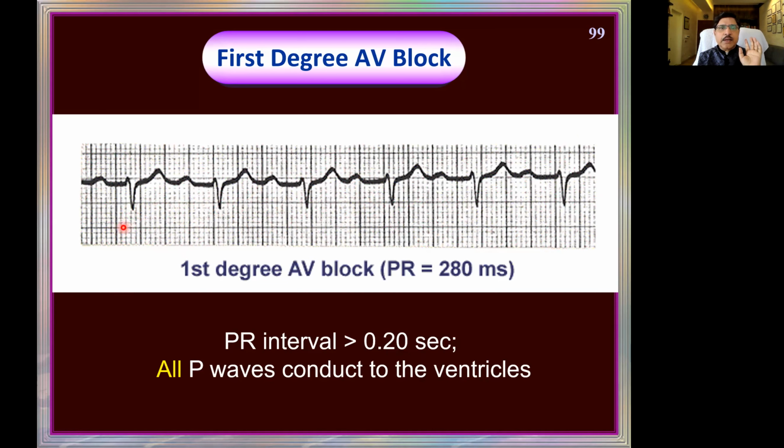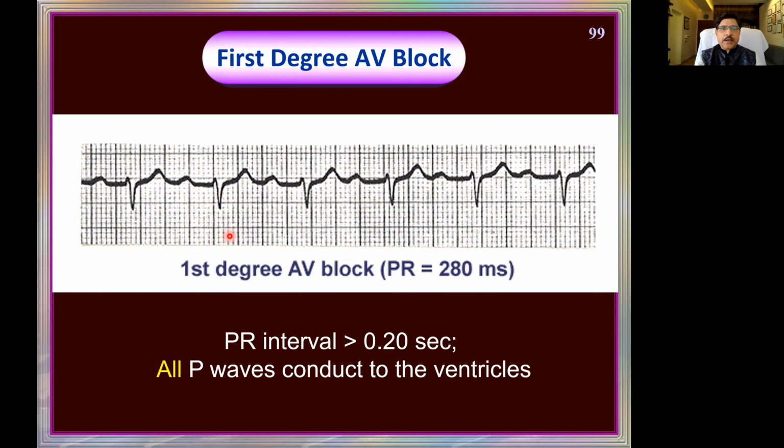Likewise, everything is the same. That is, the RR intervals are constant. Likewise, the PR intervals are also constant. There is no lengthening or shortening of the PR interval. Throughout, the PR interval is the same, but it is more than 0.2 seconds.